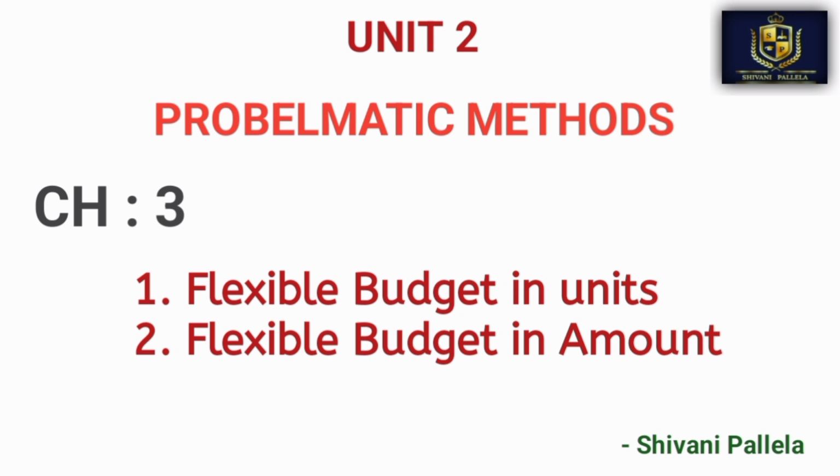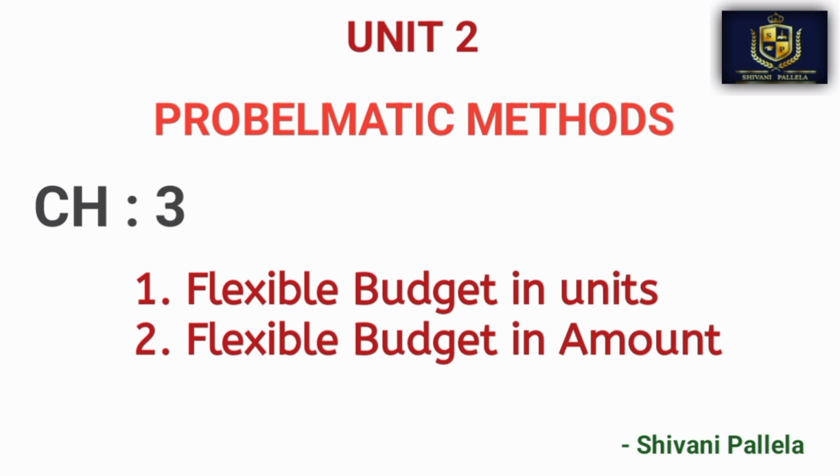In that we have only 2 proformas. One is flexible budget in units. If they ask the question in units, you need to follow the first proforma. If they ask the question in amounts, you need to follow the second proforma. This is also the easiest chapter compared to chapter number 4, right?